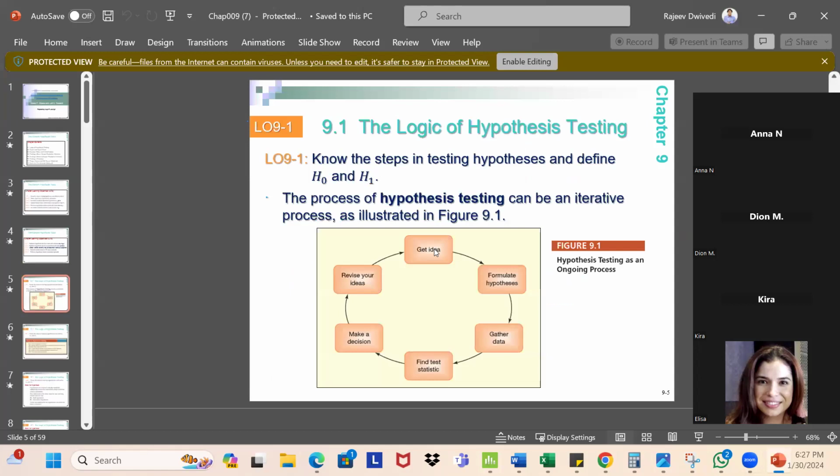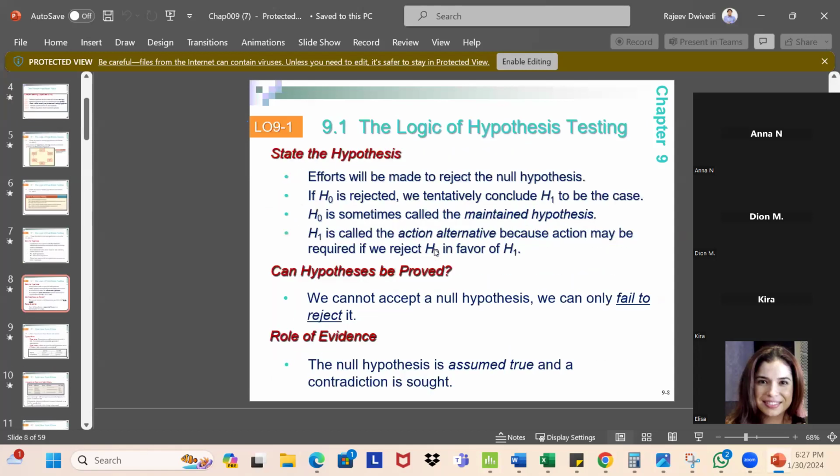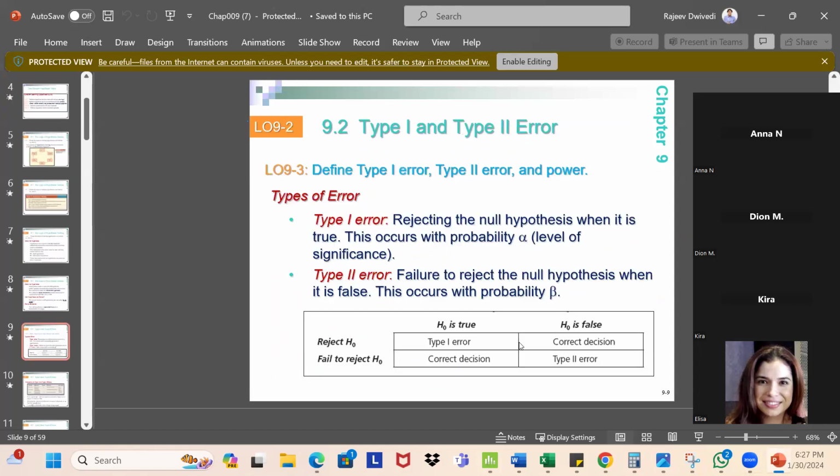Type 1 and type 2 error. What is the meaning of type 1 and type 2 then? So if H0 is true and you reject H0. So basically, H0 is true, H0 is false, reject H0, fail to reject H0. If H0 is true, but you reject because probably you selected a little bit of confidence level, this occurs with the probability of alpha.